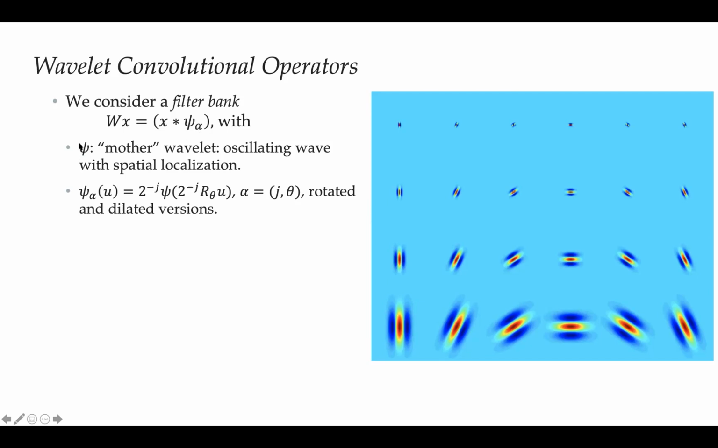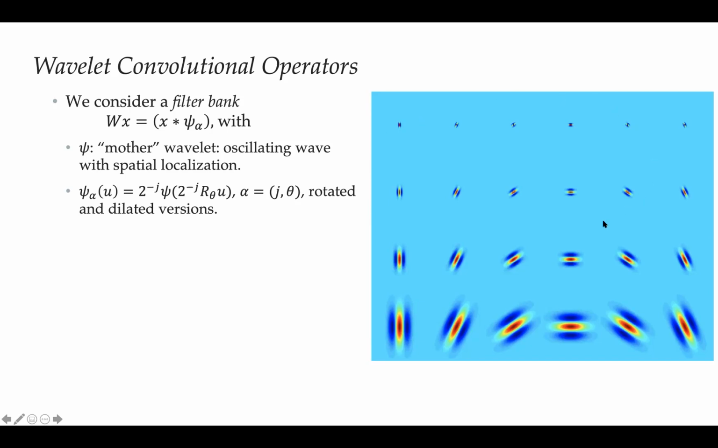So there's a single filter psi. Well, you can think about this little filter psi as a wave that oscillates, right? So it's a wave that is localized in space. If you think in 2D about this little guy here, it's a little function that oscillates. And then once I have one of these waves, I can generate the whole family.